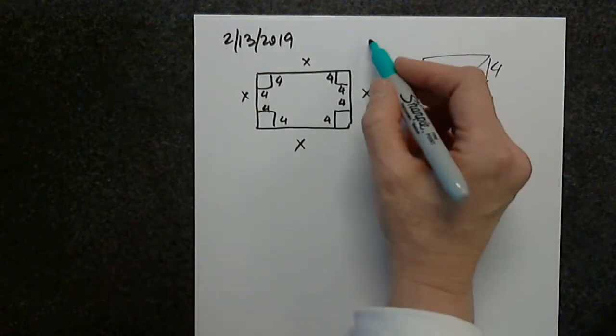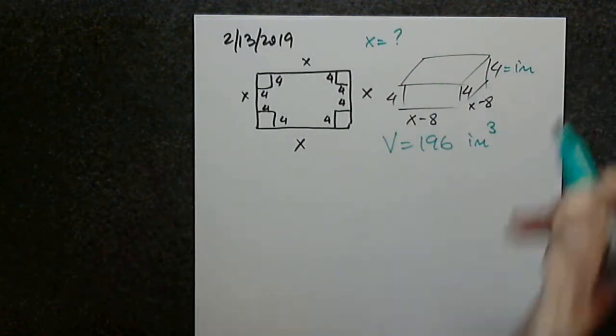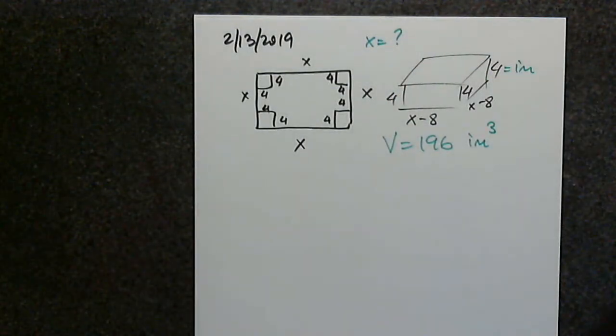So if x is the unknown, and this is 4 inches, then we are given the volume as being 196 cubic inches. We are asked in this problem, what is x? That's what we want. We want to find x. We know that we created a box, and the volume of this box now is 196 cubic inches. So x minus 8, x minus 8, x minus 8, x minus 8, 4.